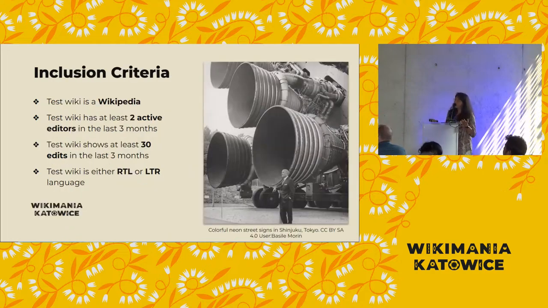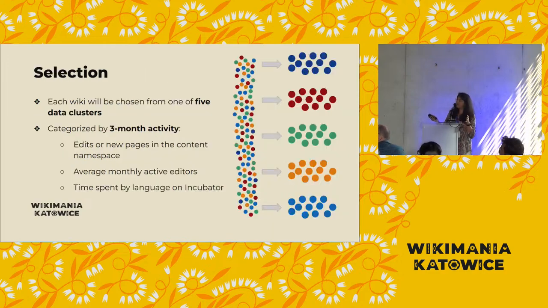So what will be the inclusion criteria? It has to be a Wikipedia to start with. I know you all will say that there are so many other Wikimedia projects that we should think about as well. But to start with, for the sake of the experiment, it's Wikipedia. The test wiki has at least 2 active editors and 30 edits in the last 3 months, and it's either an RTL or LTR language. So that's the minimum criteria.